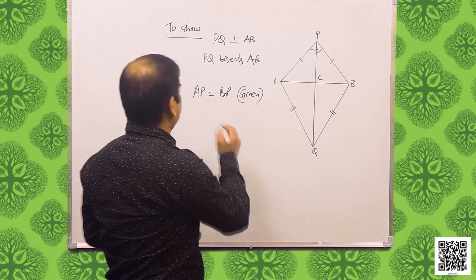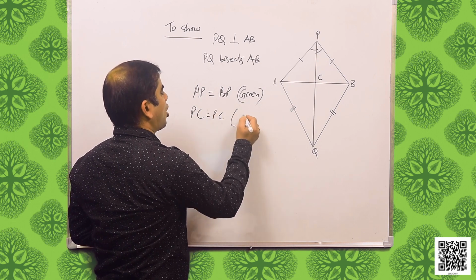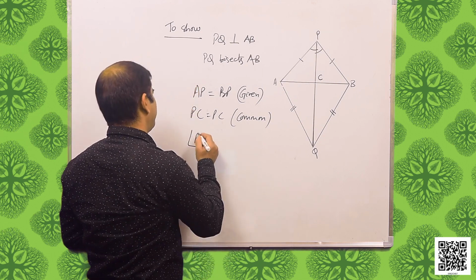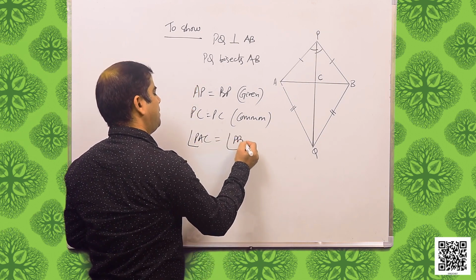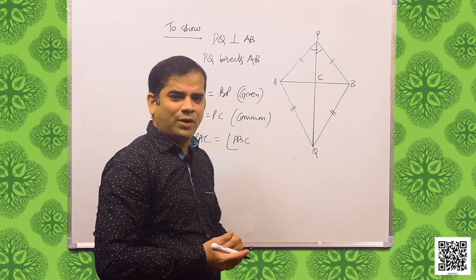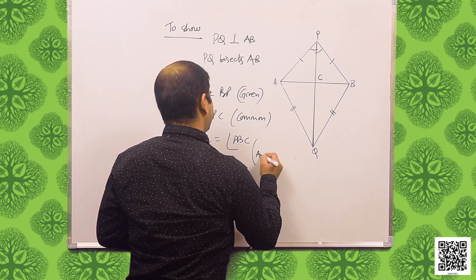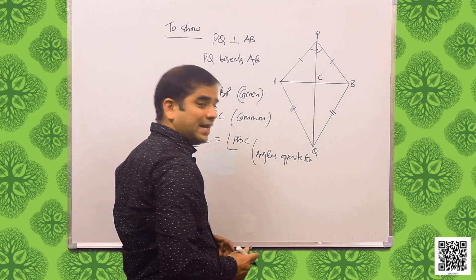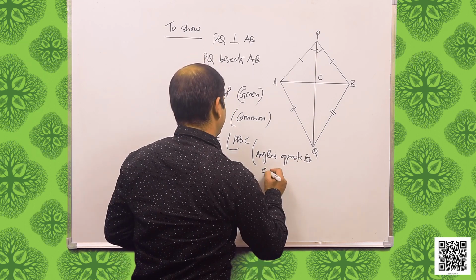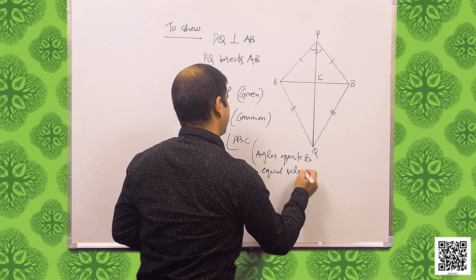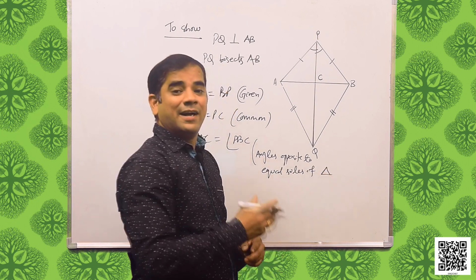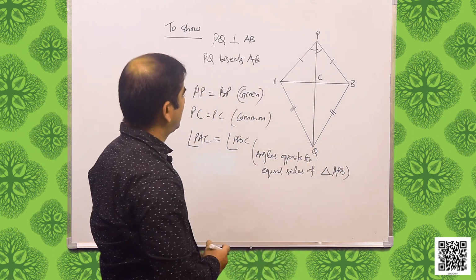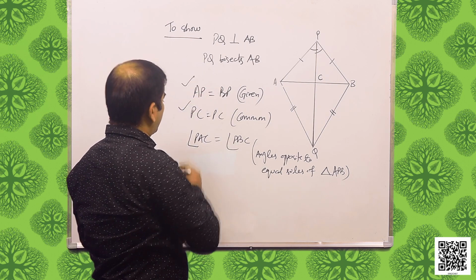Then PC is equal to PC. It is common. And angle PAC is equal to angle PBC. Okay. Why? Because angles opposite to equal sides of triangle APB. Exactly, triangle APB. But in this case, we have two sides, another angle.